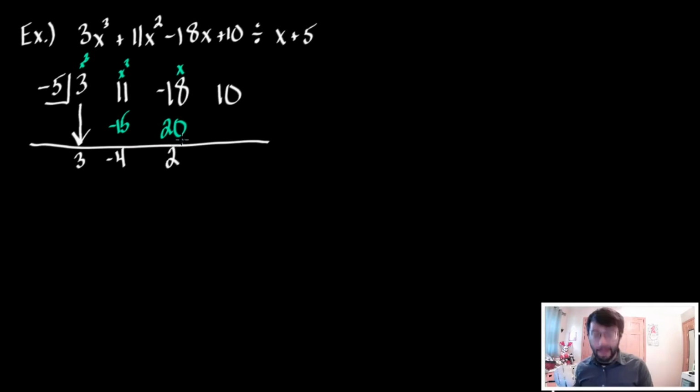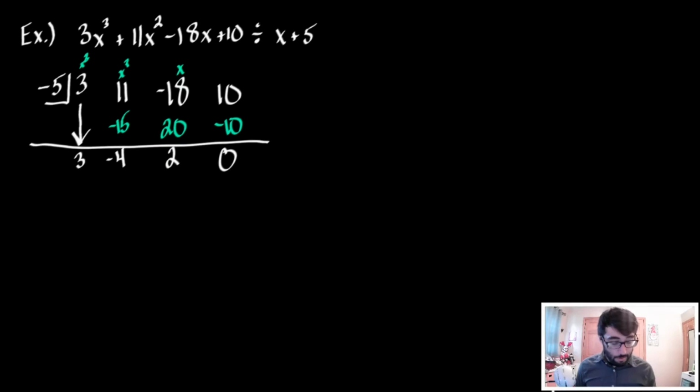And now we multiply by the number in the box. 2 times -5 is -10. And this adds to 0. Now remember, this isn't always going to happen. We're not always going to have a remainder of 0. But what that means is that what we divided by is a factor. X plus 5 is actually a factor of this polynomial right here. That only happens if the remainder is 0. And that's really important because we are going to be using division to actually solve polynomials a little bit later.